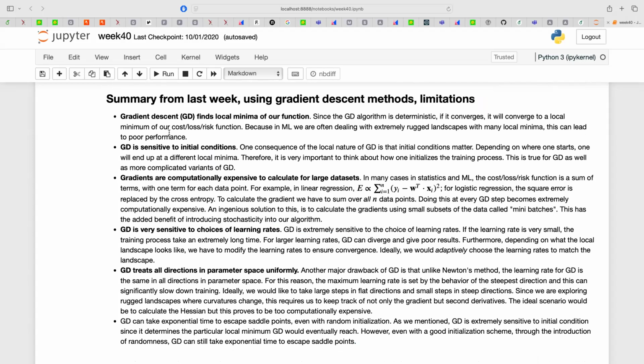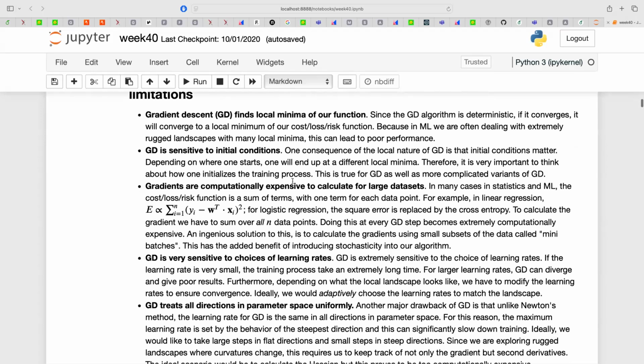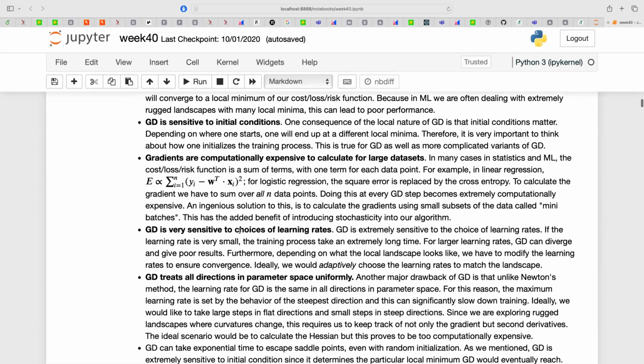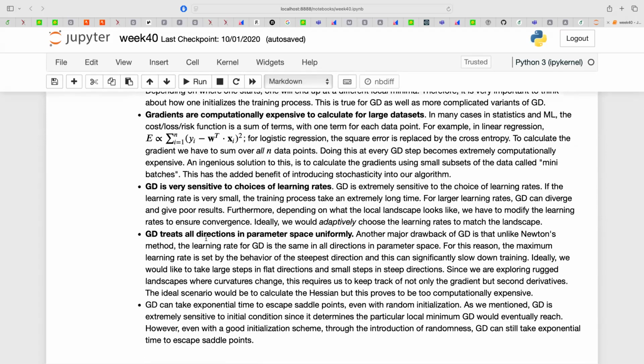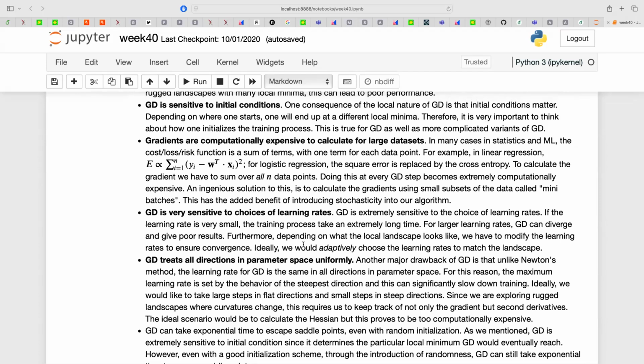And one of the problems with gradient descents is that it's actually very sensitive to initial conditions. The gradients are computationally expensive, which means that it actually requires a lot of time to calculate the gradients for large data sets. They're also sensitive to the choices of learning rates. And gradient descent treats all directions in parameter space uniformly. So these are some of the major drawbacks, which we are coming back to today. But let me quickly remind you of some of the things which we did last week.